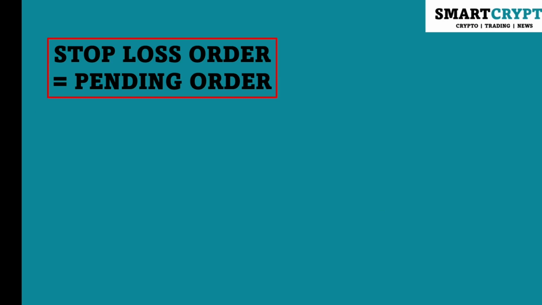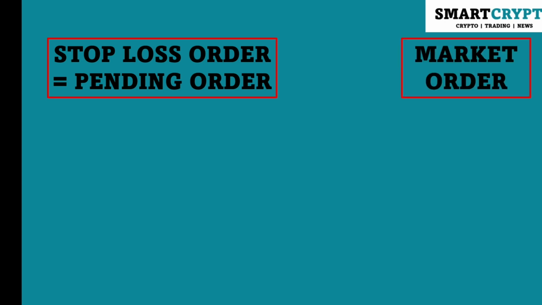Let's start to explain what a liquidity pool is and how it is created. As I explained in the previous video, liquidity pools are created by stop losses, which are pending orders that are automatically converted into market orders once the stop level is reached. Automatically is the key word.